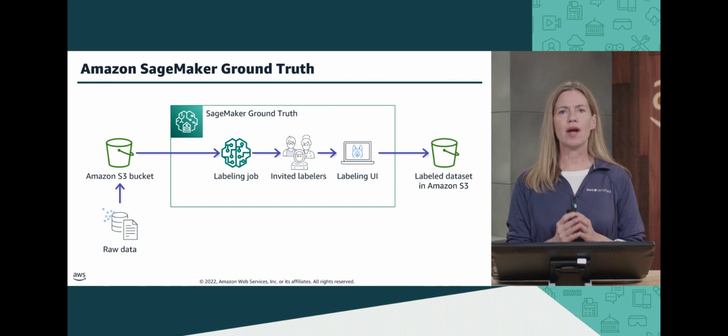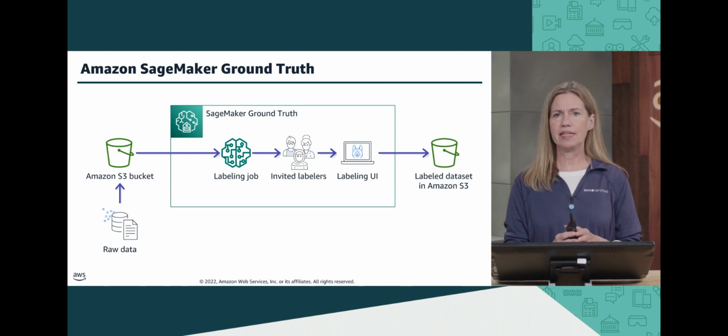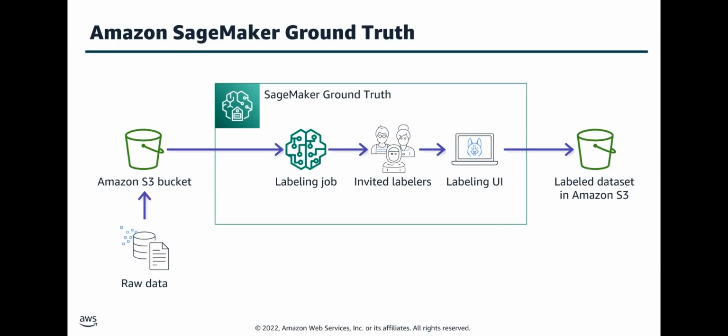Amazon SageMaker Ground Truth is an example of a tool that makes it easier to organize and complete labeling tasks. You can upload a set of unlabeled data to an Amazon Simple Storage Service, or Amazon S3, bucket, then set up a labeling job in SageMaker Ground Truth. In the labeling job, you can invite participants to be your labeling workforce and provide instructions and a UI that make it easy for the workforce to apply labels to each element in the job.